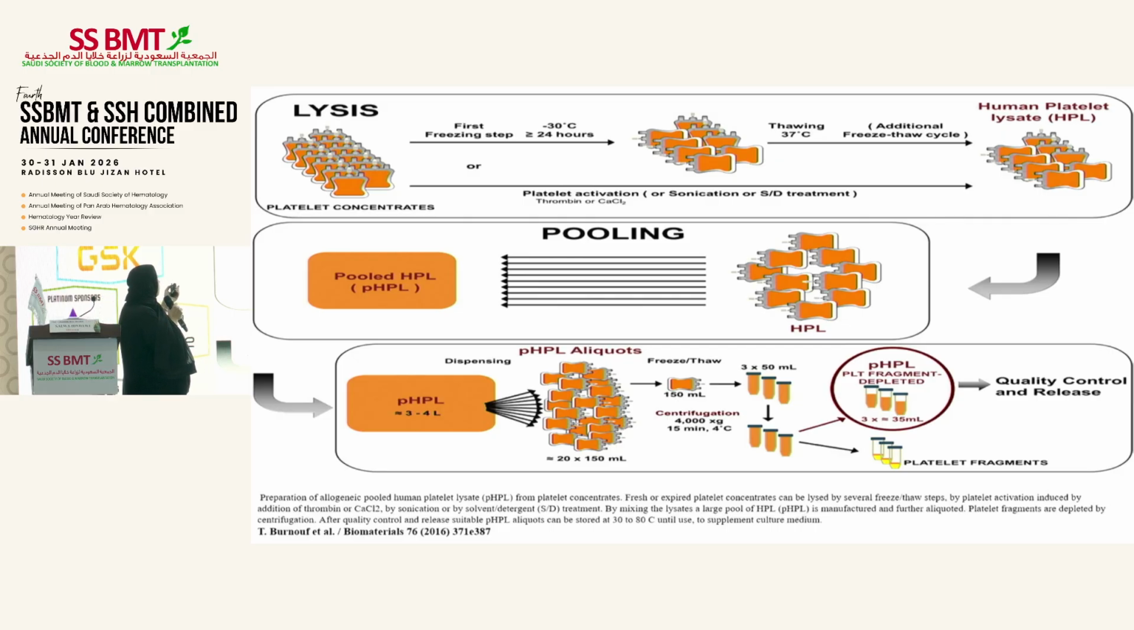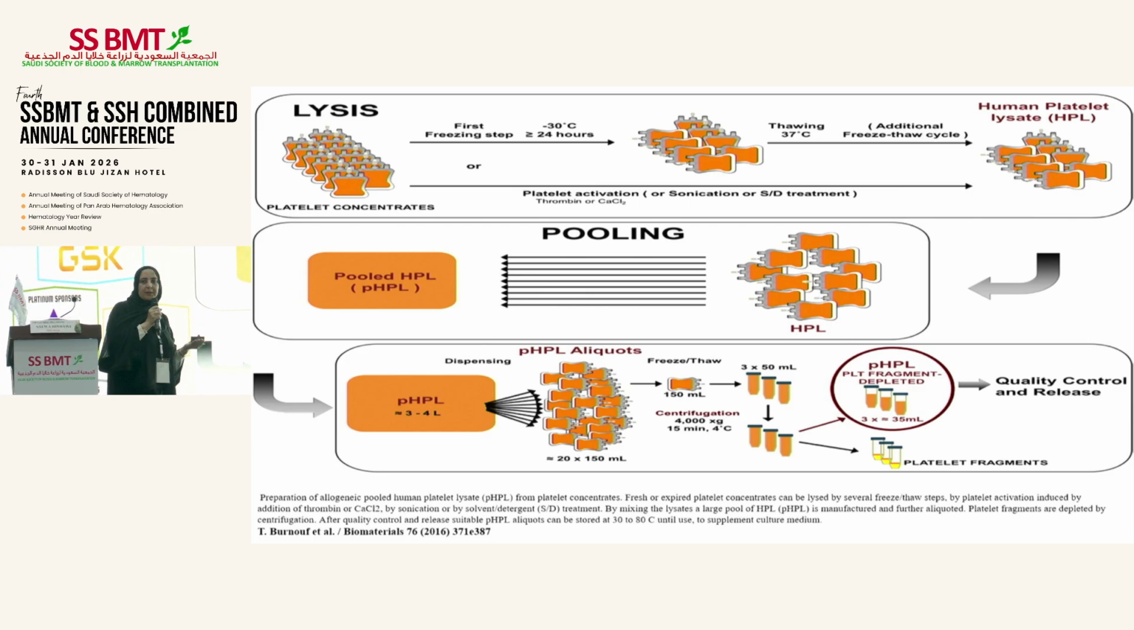We get the platelet concentrate. By the way, platelet lysate can be made from new platelets or from expired platelets, and this is what is good about it. If we have expired platelets, we don't have to throw them away. We can use them to make platelet lysate.